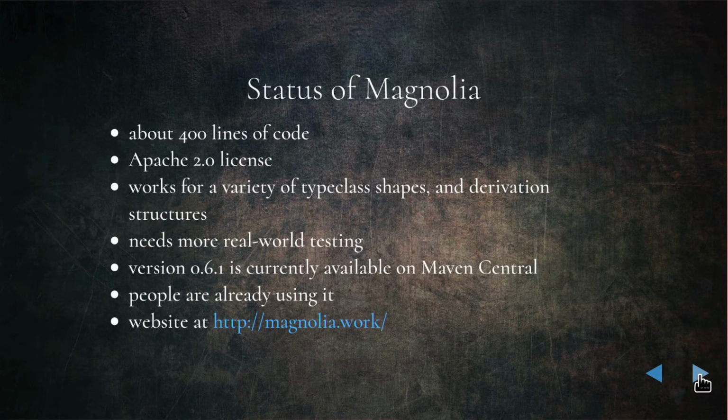So a bit of background. It's about 400 lines of code. It's not a huge macro. Code's pretty dense, but it's not enormous. It's open source licensed under Apache 2. It supports a variety of different typeclass shapes and different structures we might want to derive for.